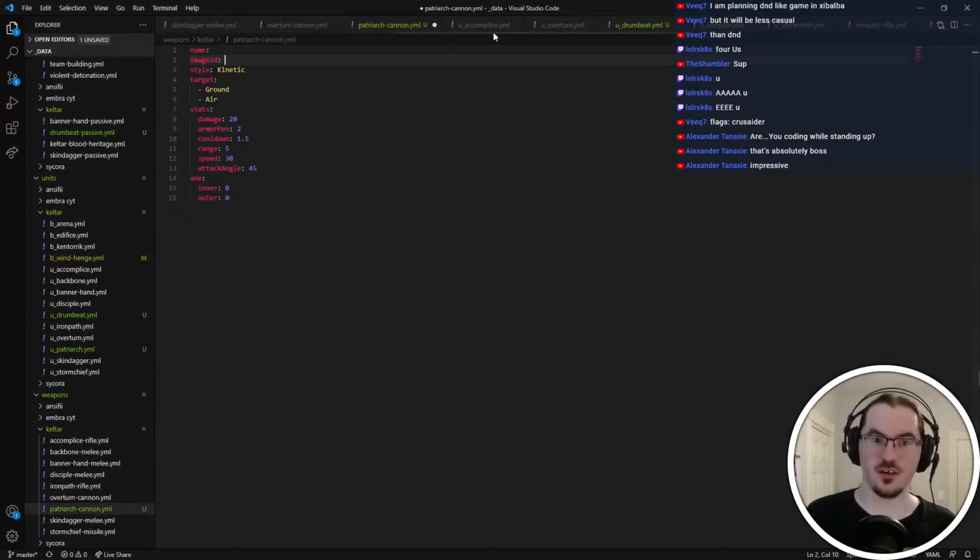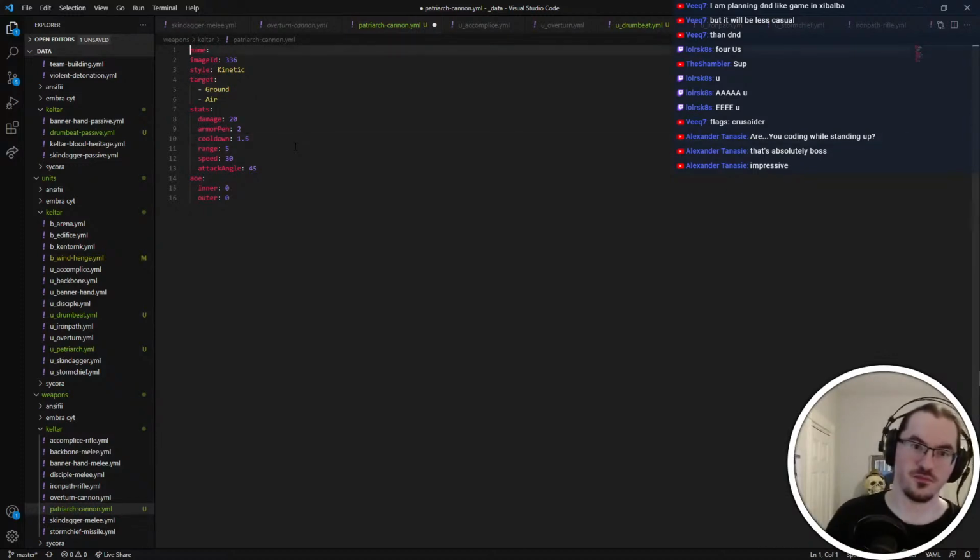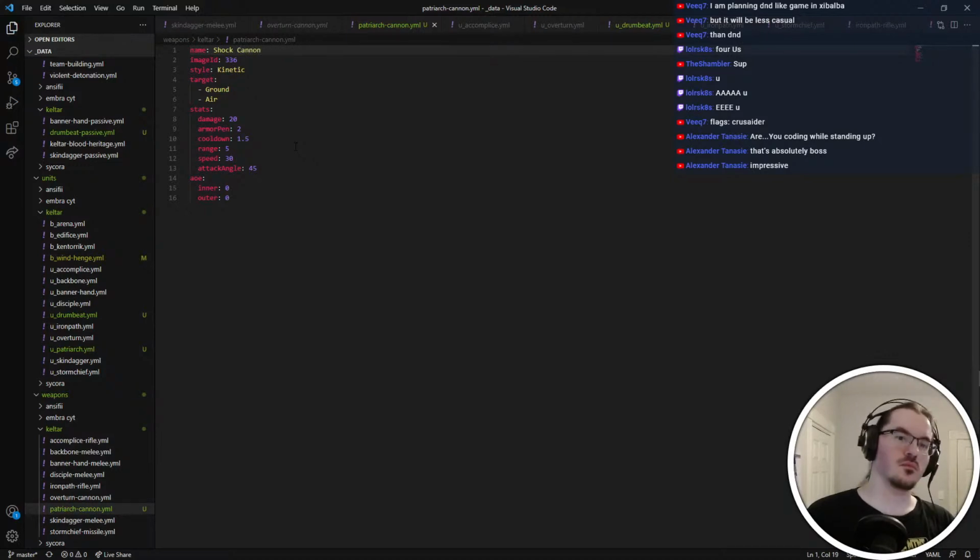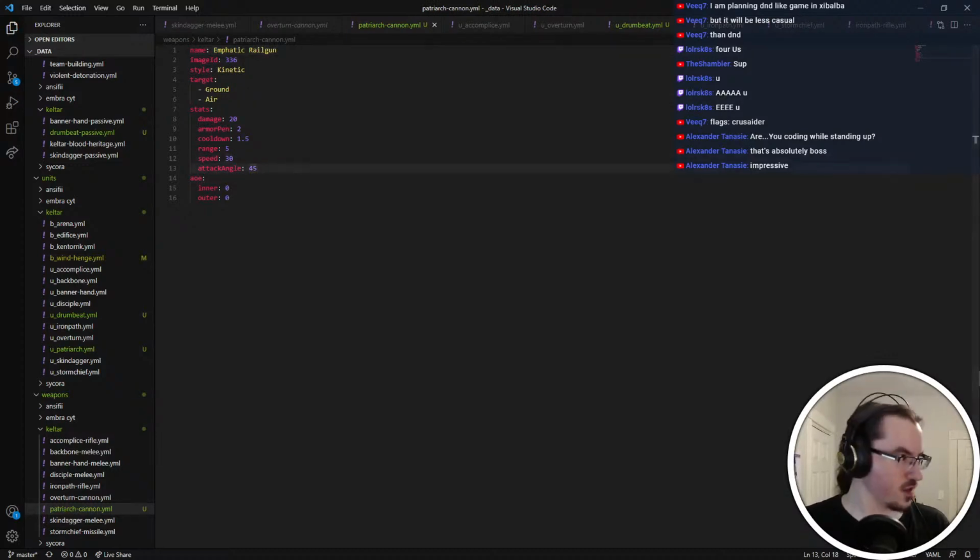I need to find the epic icon. There it is. I guess this is a railgun too, isn't it? So we'll have to say... I'll give it some placeholder name for now, just like the other railgun I named earlier. Okay.